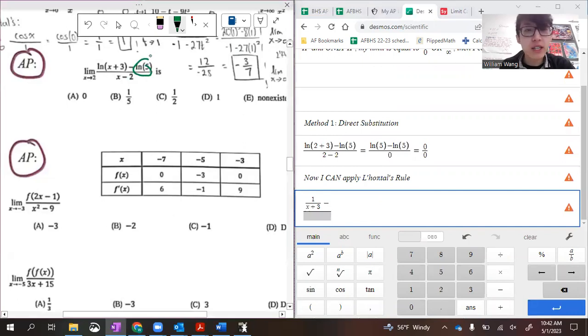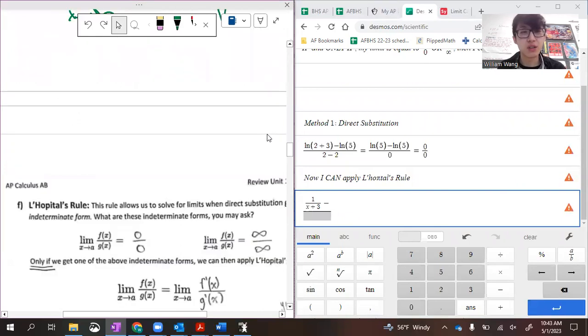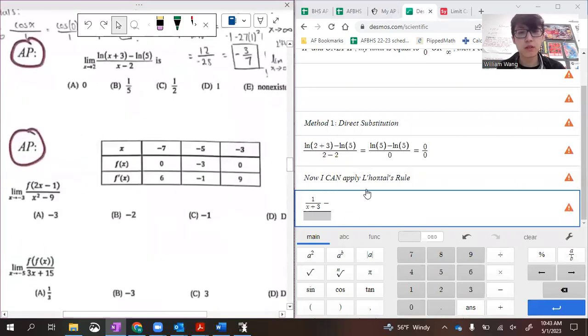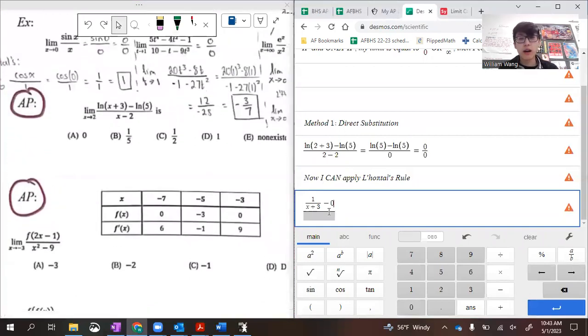Well, ln of 5 is just a number, right? It's like any other number, like 3 or pi or -7. What is the derivative of a number? Well, it's going to be literally just 0, right? So it's minus 0. All right, cool.